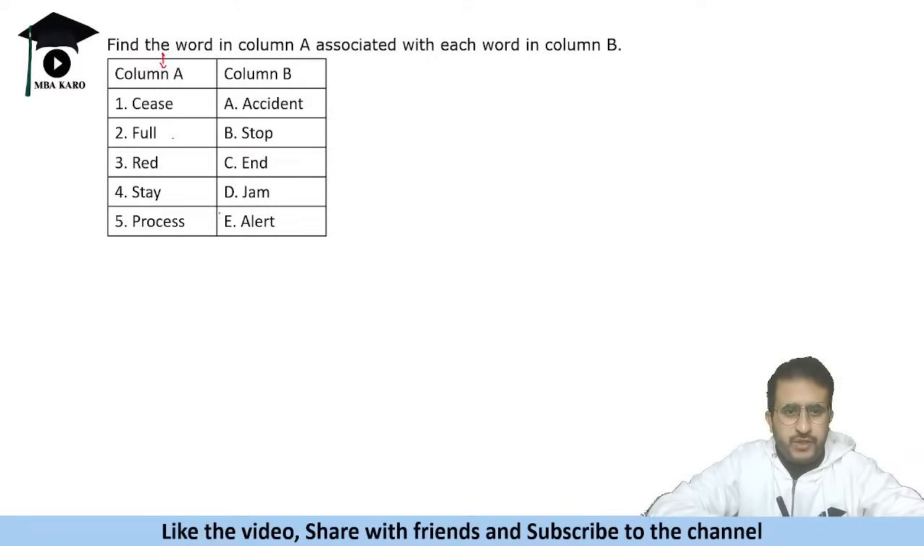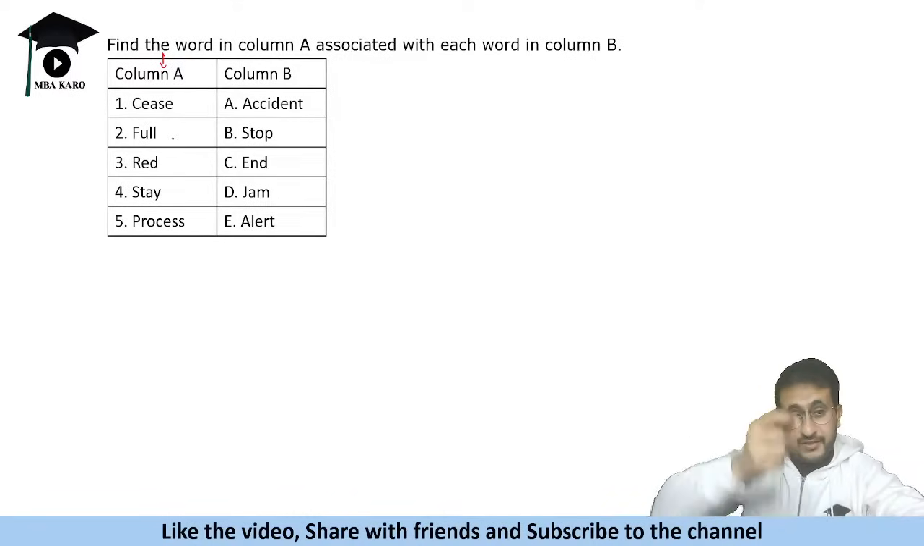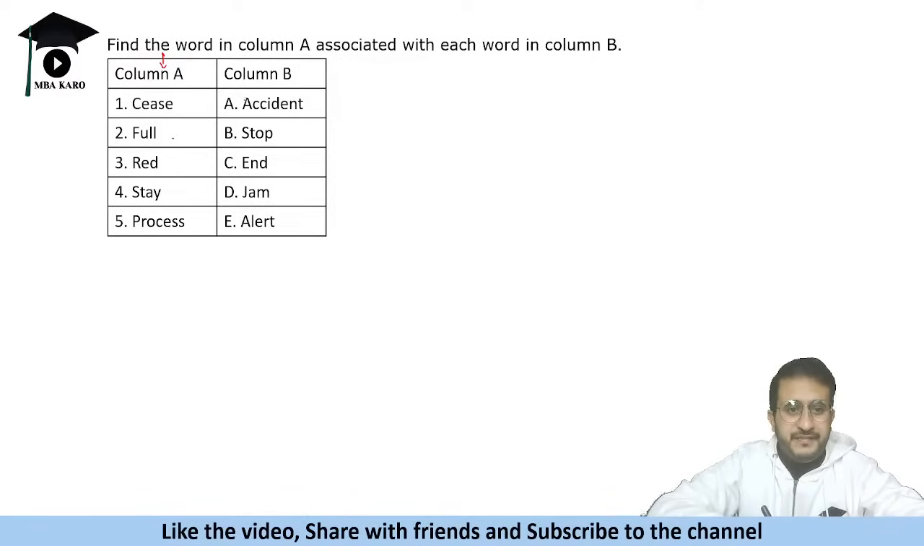Full alert is not a matching word. Full accident is something that is not matching. Okay. But if you see red with accident, it could be a symbol of blood. Red is a sign of stop. Red means to end. I mean, symbolically, it is for ending. Red jam. Okay. Red alert is a word. So red matches with all of them.